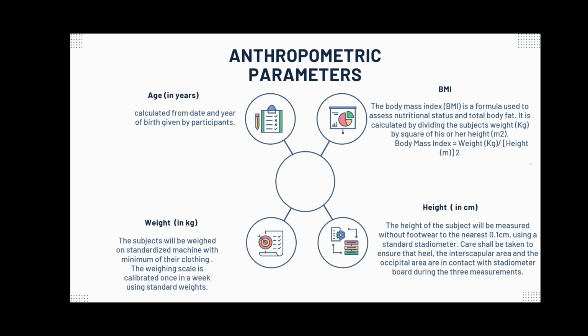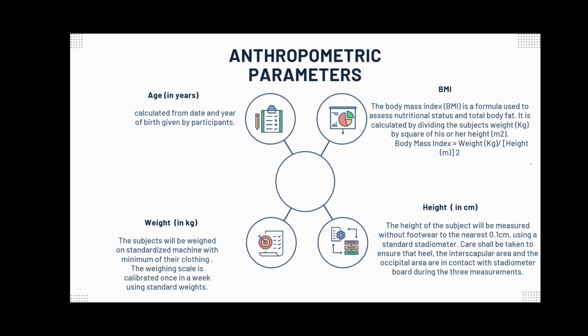These are the various anthropometric parameters. The first one is the age, calculated from the date and year of birth given by participants. Weight. The subjects will be weighed on a standard size machine with a minimum of clothing. The weighing scale is calibrated once a week using standard weights.